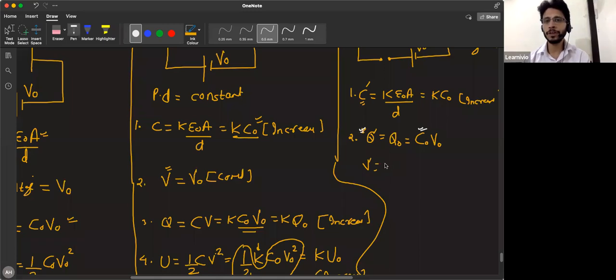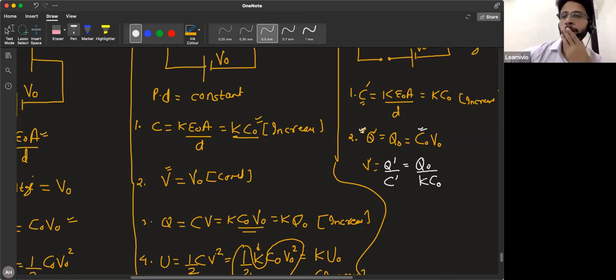V prime will be Q prime divided by C prime. How much is Q prime? Q prime is Q naught. How much is C prime? C prime is K C naught. And what is Q naught by C naught? Q naught by C naught is V naught.